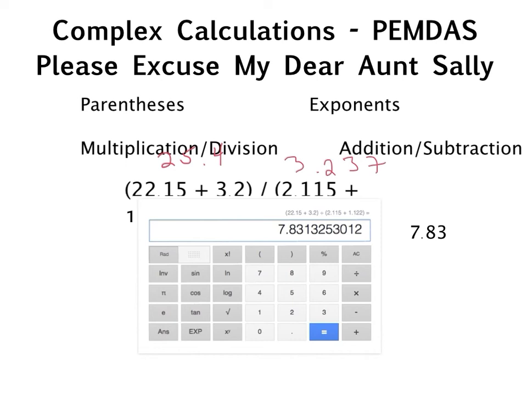Finally, we have the division. The top of the divisor has 3 significant figures and the bottom has 4. So my answer should be rounded to 3 significant figures and reported as 7.83.